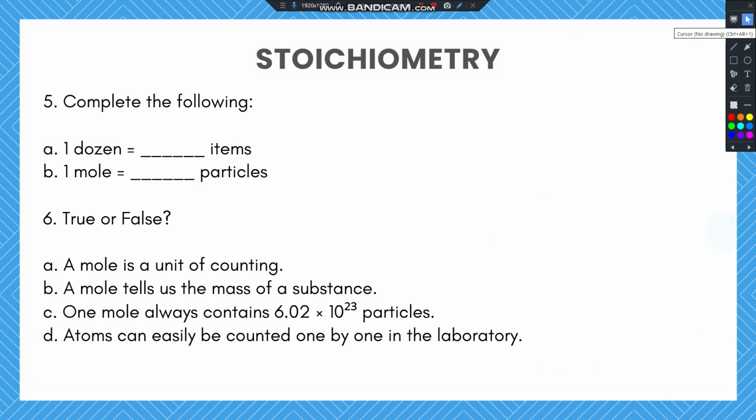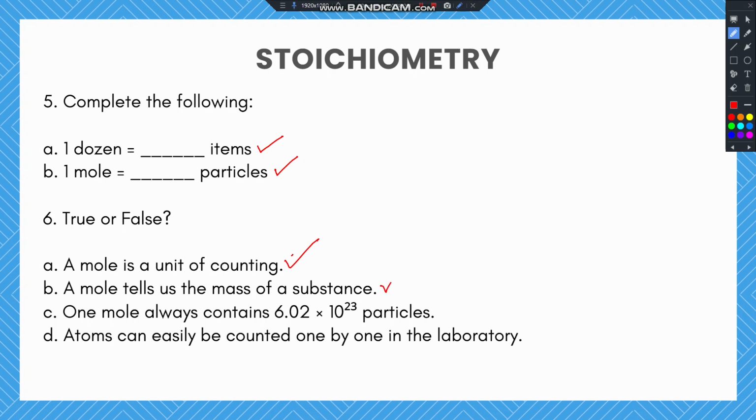Let's see if we have some more practice questions. Yes, we do. Number 5, complete the following. A dozen is equal to how many items? B, 1 mole is equal to how many particles? Also complete that. And then 6th, true or false? A mole is a unit of counting. Is it true or is it false?